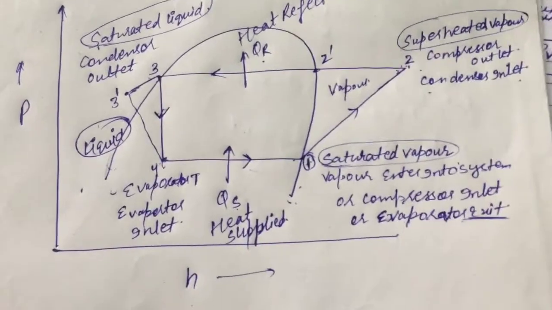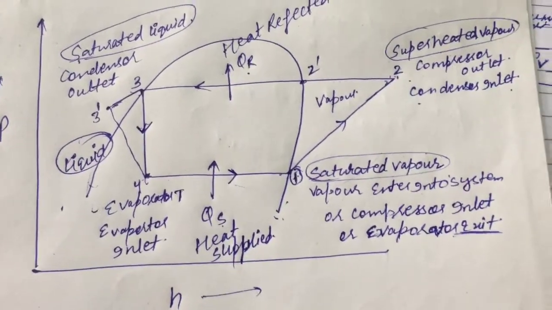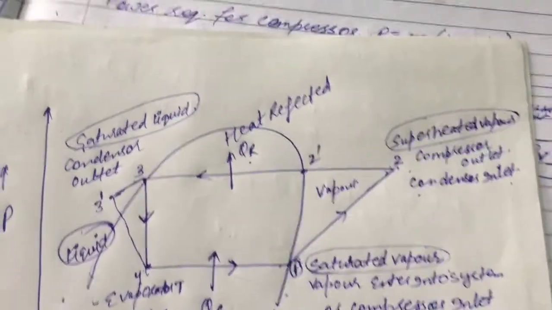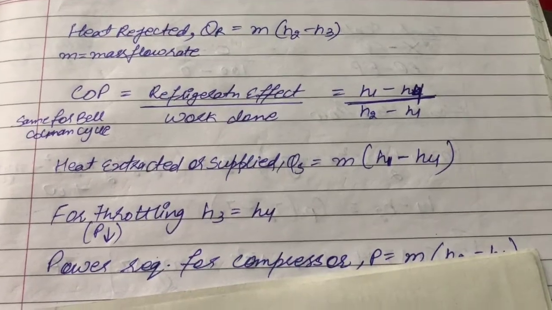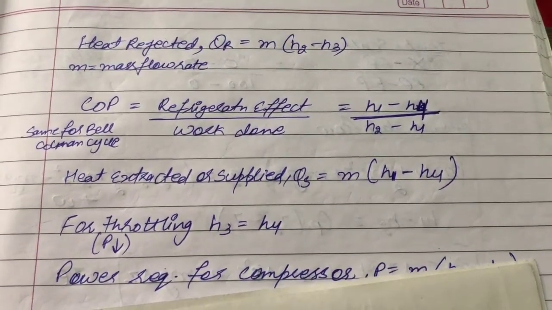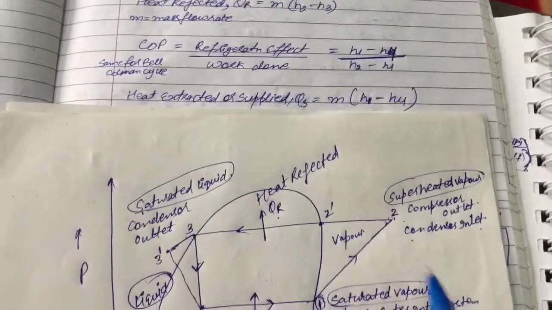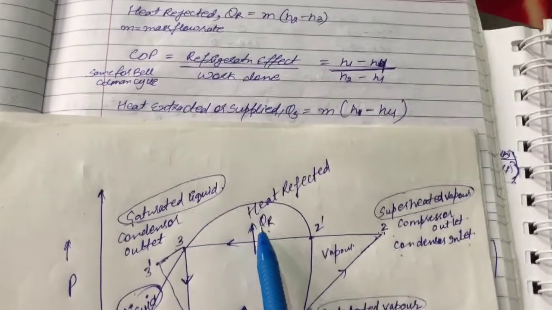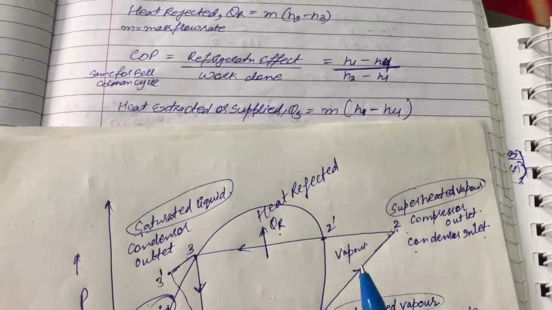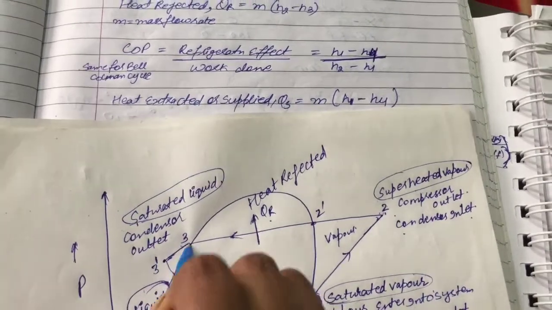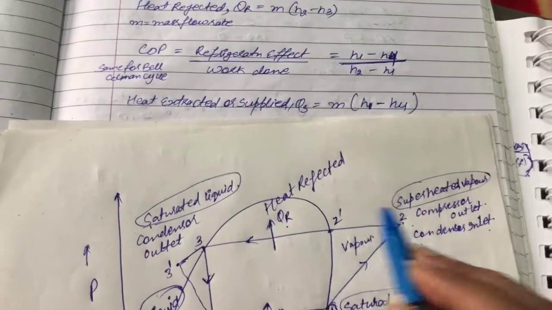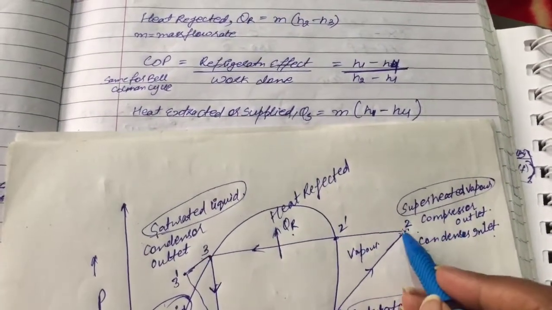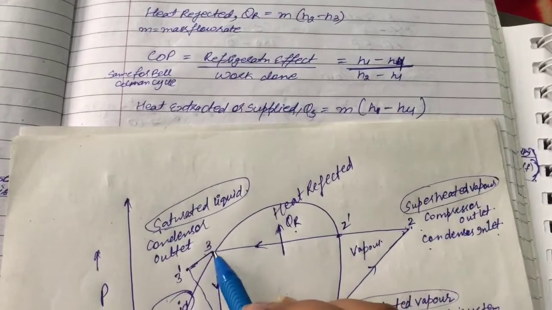So let's see the formulas based on these to calculate our heat rejected and heat supplied. Heat rejected, which is basically QR, is M into (H2 minus H3). Let's see in the diagram. QR, this portion, heat rejected from here, is M into (H3 minus H2), the enthalpy of this point and the enthalpy of this point.